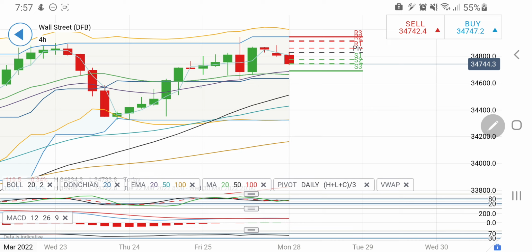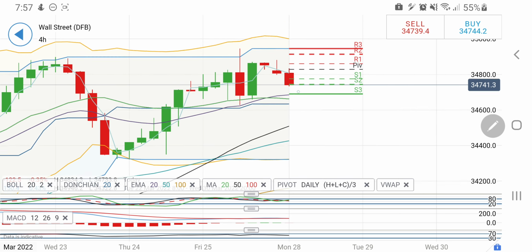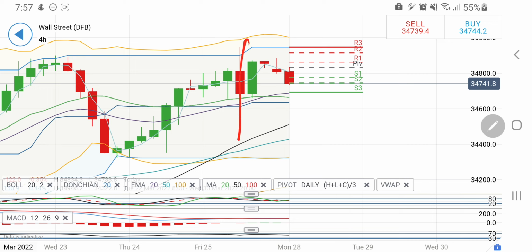If it breaks this zone at 34,650, 660, definitely one can expect a sharper fall towards 34,600, 34,500, and in fact I expect it to come back towards 34,400. This time we can expect a sharper drop on US30. If you try to create a symmetry out there, possibly the first support zone will come into the picture at the 34,650 and 600 zone. Below that one can expect a sharper correction.